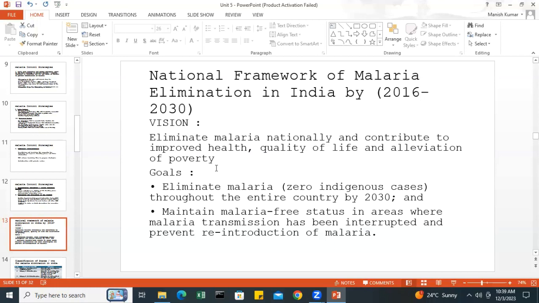So what are the goals? Goals are to eliminate malaria by 2030 and maintain malaria-free status in areas where malaria transmission has been interrupted and prevent reintroduction of malaria. So basically, first one is to eliminate malaria, and second is to ensure that in those areas which are malaria endemic, there should not be any cases of malaria coming again and again.